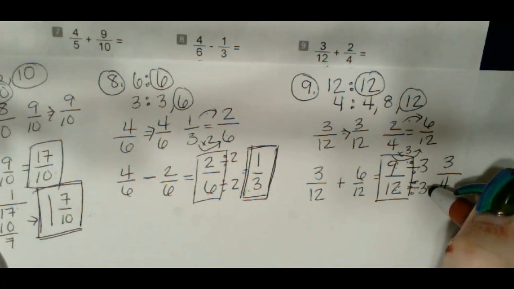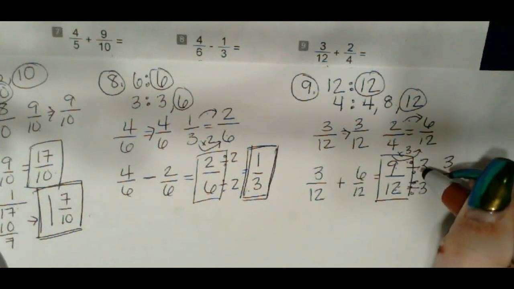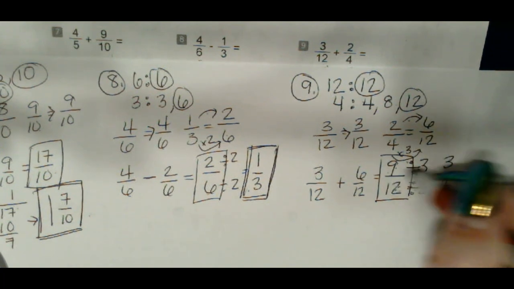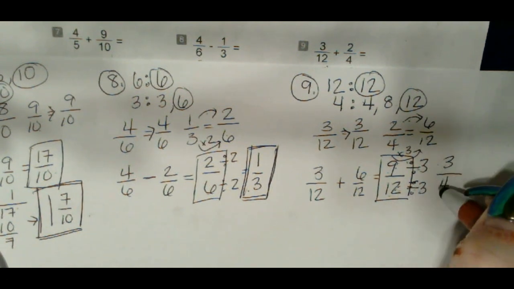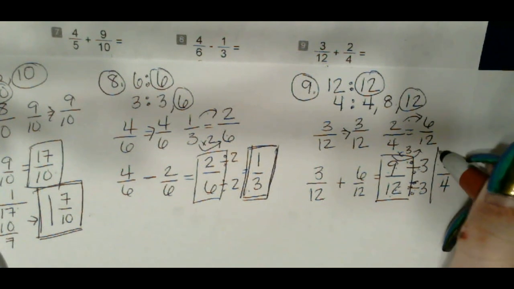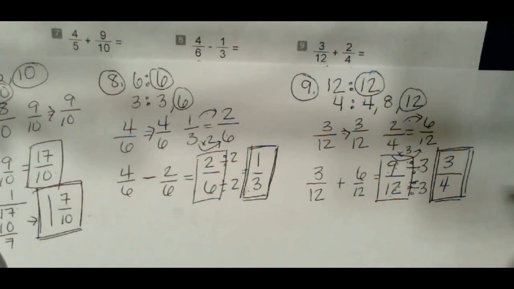If you're having trouble just dividing, think the opposite way. 3 times what would give you 9? 3. 3 times what would give you 12? 4. That's the kind of cool thing about math. You can go different ways. So your most final answer on number 9 is 3/4.